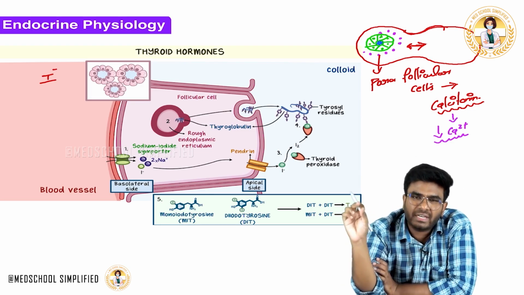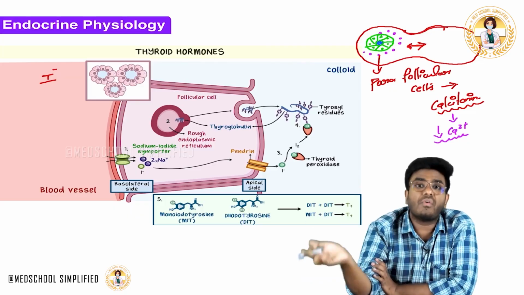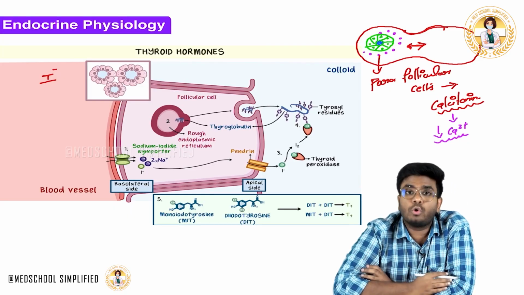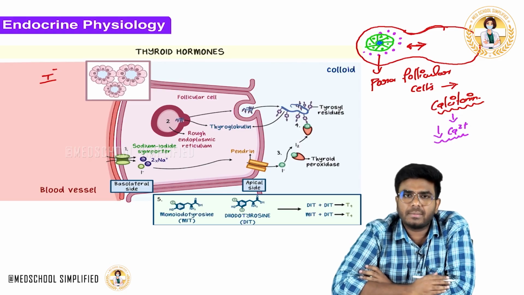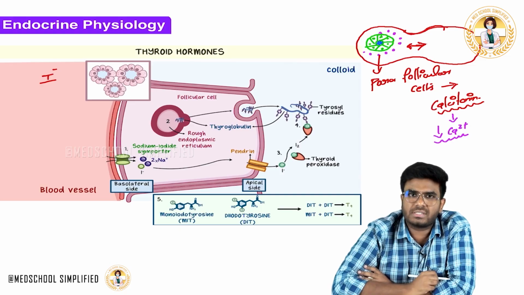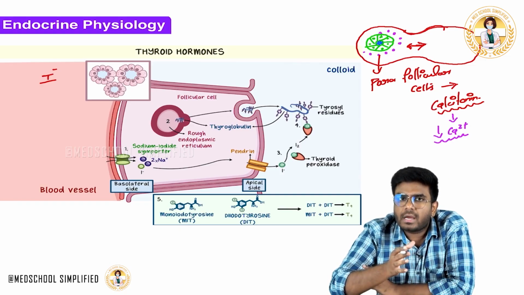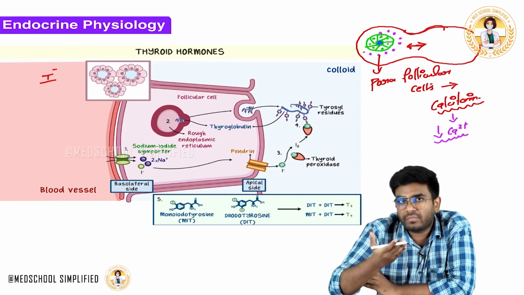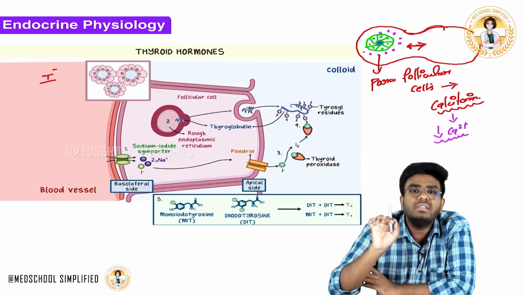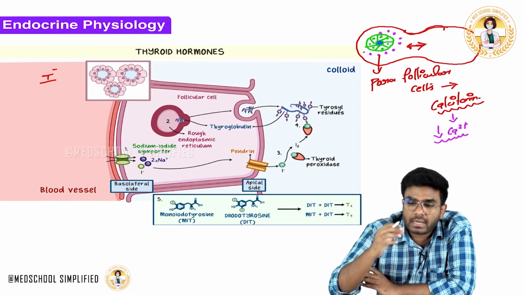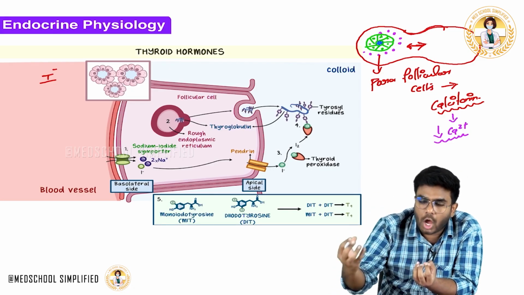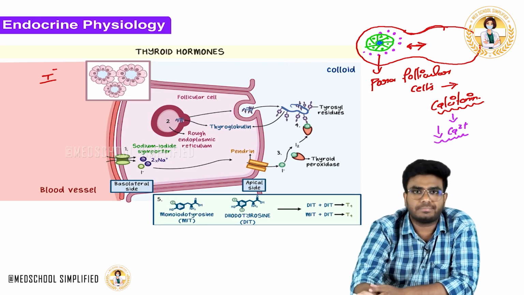See, in the name itself, it's very clear, right? Organification of iodine. Why? Because thyroglobulin is a protein, an organic thing. Our iodide is inorganic, right? Inorganic chemistry, iodides, all this. First, iodide is converted into iodine. Oxidation is completed. Now this iodine has to get incorporated with a protein. This is called organification of iodine.